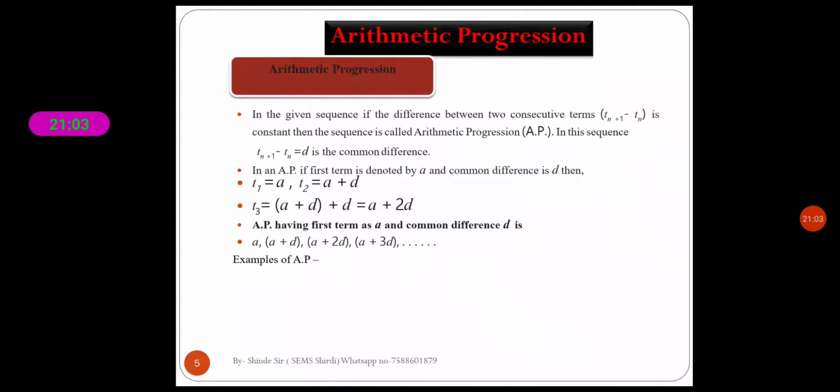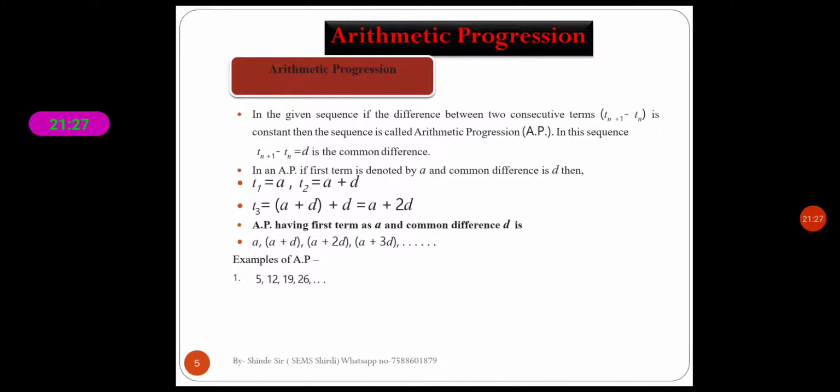Examples of AP. First example is 5, 12, 19, 26. Here the first term is 5, second term is 12, third is 19. Means here T1 is equal to 5 or A is equal to 5, T2 is equal to 12, T3 is equal to 19, T4 is equal to 26.